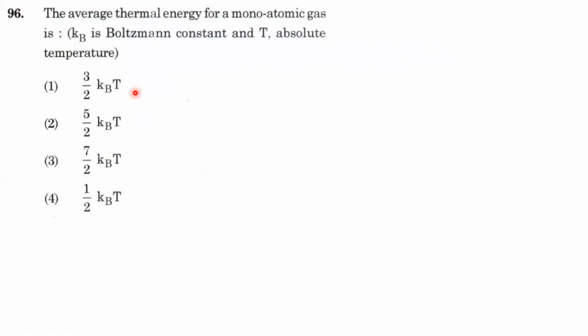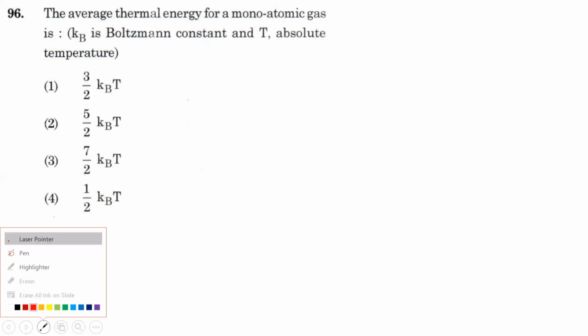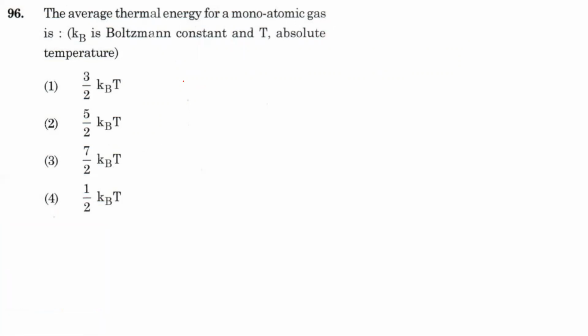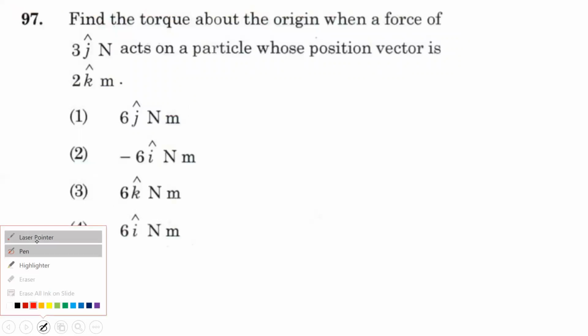Next we are going to discuss the 96th question. The average thermal energy for a monatomic gas, where kB is the Boltzmann constant and T is the absolute temperature. In general, the formula for average thermal energy of a monatomic gas is 3 by 2 kBT, where kB is the Boltzmann constant and T is the absolute temperature. This is a direct formula. Next, 97th question.